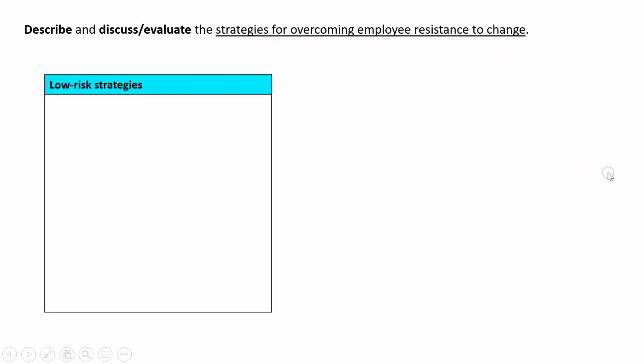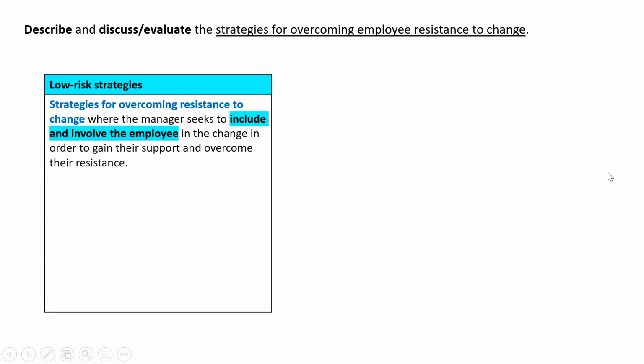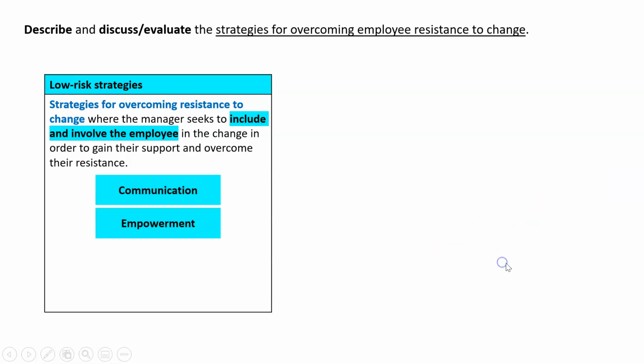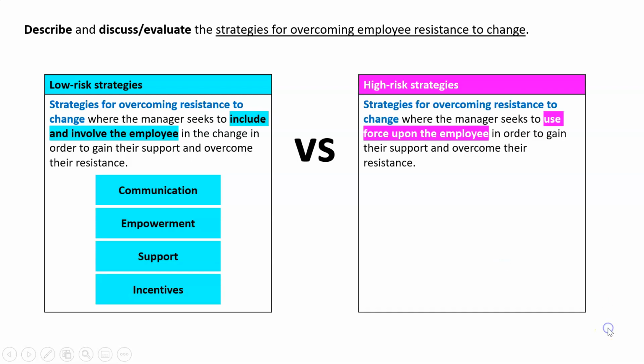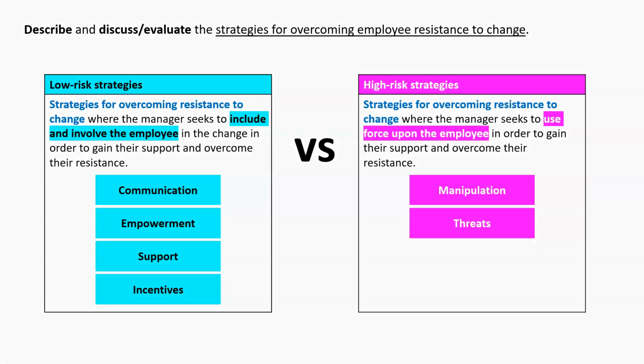Common exam questions. So we need to know that there's low risk strategies, and they're the strategies where we seek to include and involve the employee in the change in order to gather their support and overcome their resistance. And we had communication, empowerment, support, and incentives. Or we can use high risk strategies to overcome resistance. That is where we use force upon the employee to gain their support. And we had manipulation and threats. So we need to be able to explain or describe each one.